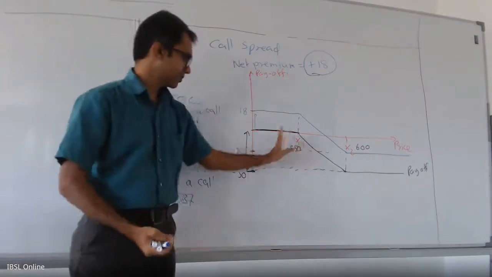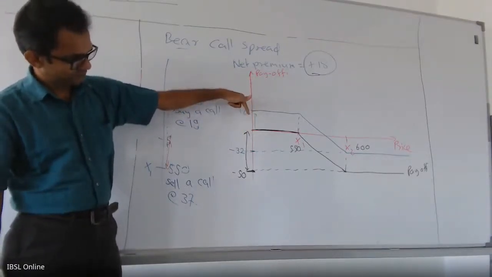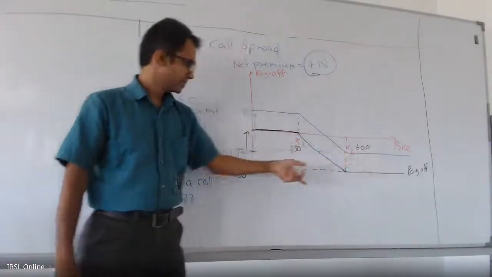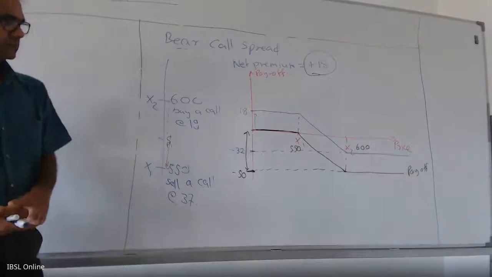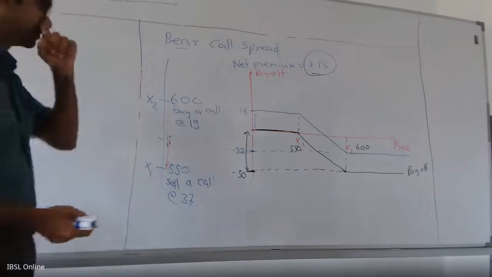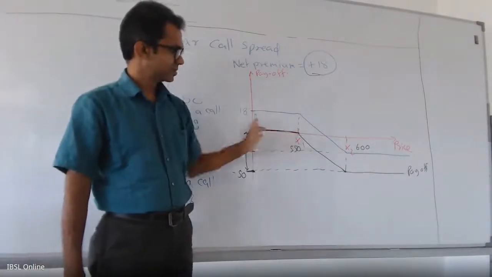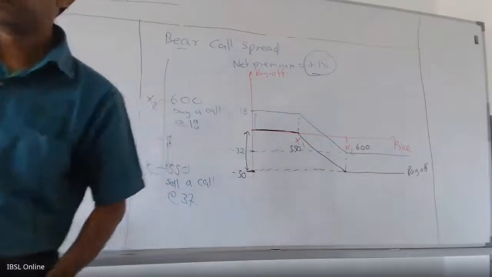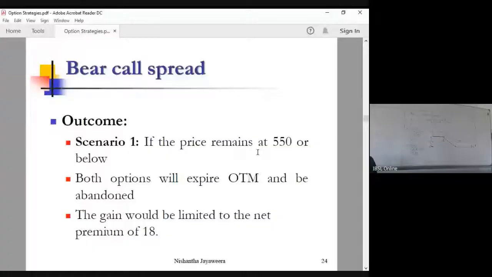If the price remains below the lower strike, you will collect 18. If the price goes above X2, then you lose 32. Clear? So you think the price will go down, but not beyond a certain point.